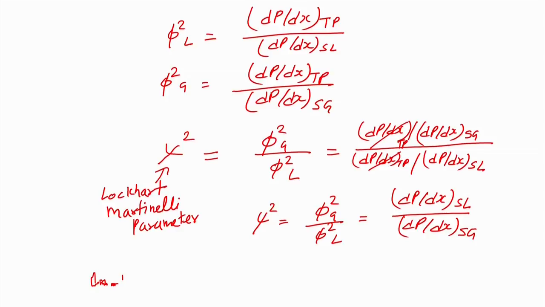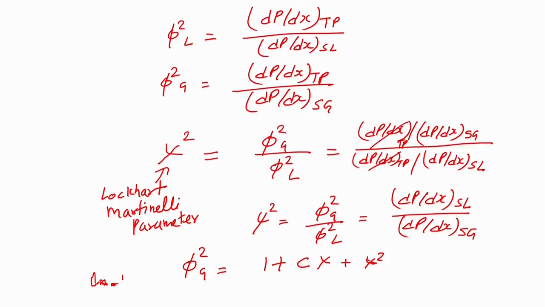Now, the problem is that psi square, phi square G and phi square L are correlated. It means you need another correlation to calculate the phi square G and phi square L values, because if you want the two phase flow pressure drop, you need phi square G and phi square L, and the ratio of phi square G and phi square L is defined as psi square. Psi square can be calculated with the ratio of dp by dx for single phase liquid to the dp by dx of single phase gas. So, you need another correlation where you can calculate the phi square G. Because these are two variables in one equation, you need another equation to calculate that. So, phi square G has been found experimentally. These are all experimentally fitted correlations: C psi plus psi square.